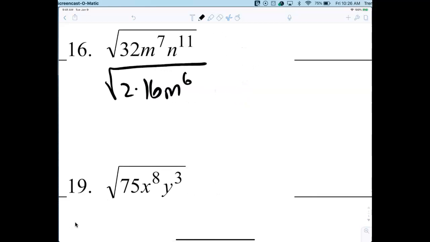M to the 6th and what? And then n to the 11th. All right, now here we go. Perfect square, perfect square, perfect square. Final answer.